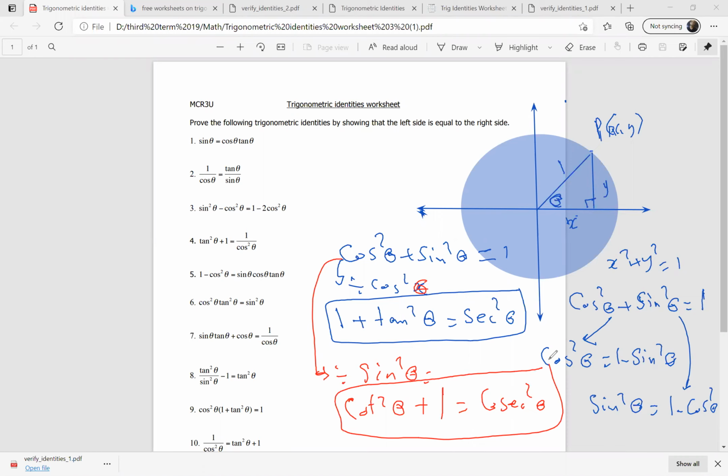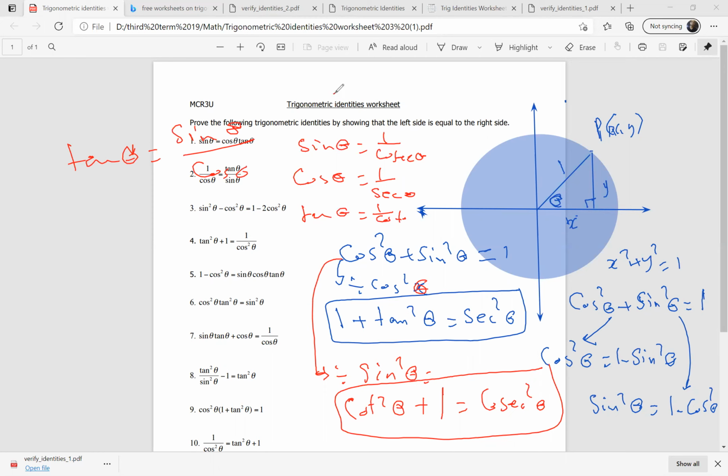And you already know from the previous knowledge that sine theta equals 1 over cosec theta, and cosine theta equals 1 over sec theta, and tan theta equals 1 over cotan theta. And don't forget that tan theta is sine theta over cosine theta. Do you understand me? Okay.